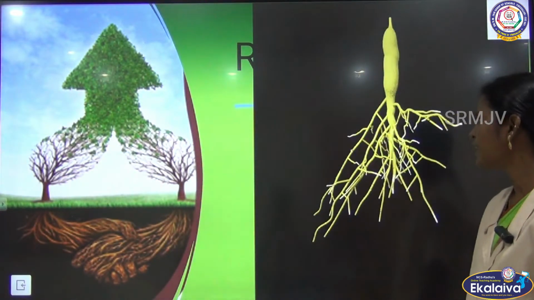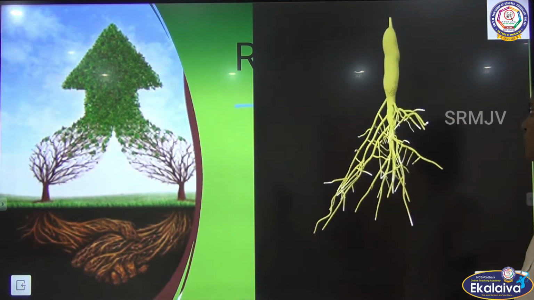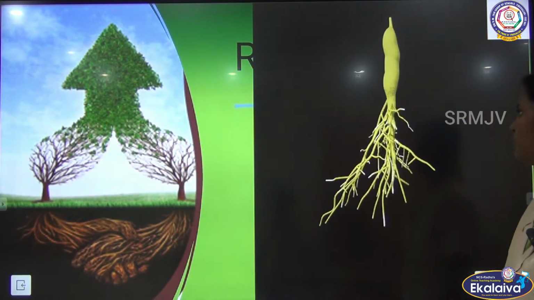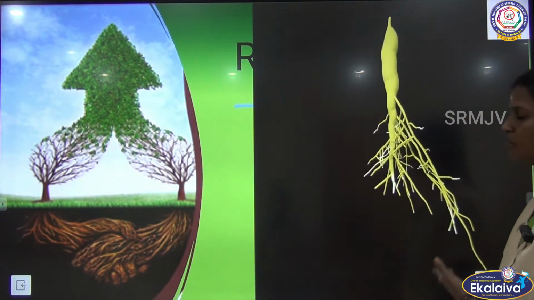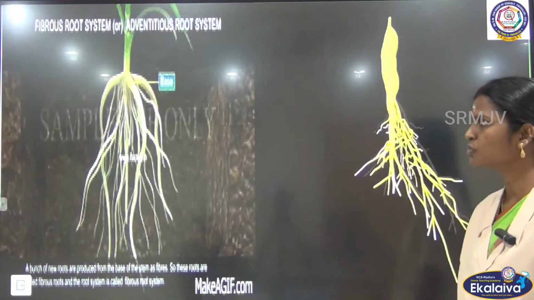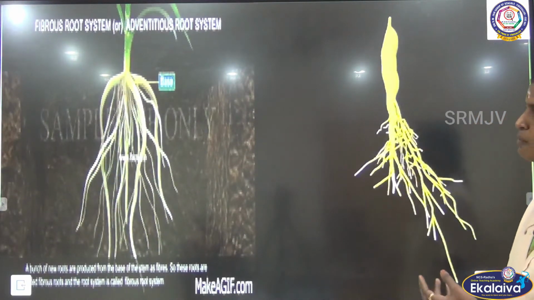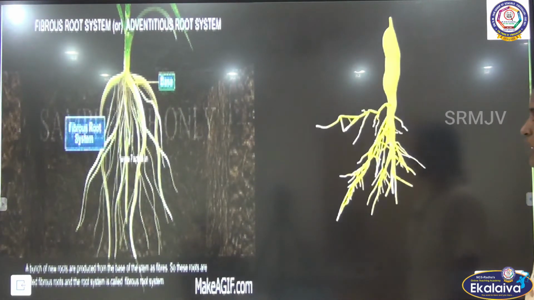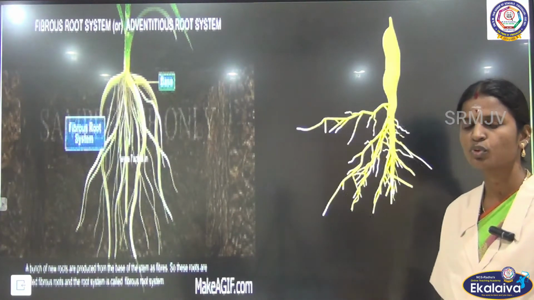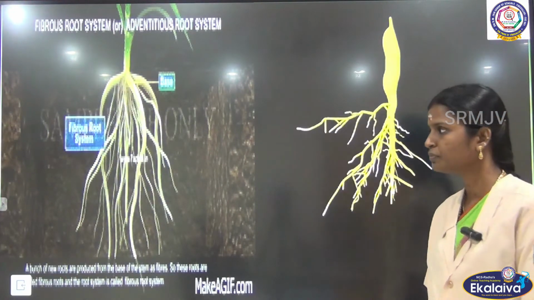So this picture clearly explains the structure of taproot. Here there is one main root which is very strong and which goes downward deeply, and all the subroots grow from the main root, and that is the structure of fibrous root. And in fibrous root you could see some bushy appearance. Some examples for taproot are neem tree, mango tree, etc. And some examples for fibrous root are small plants like mint, rice, maize, etc.